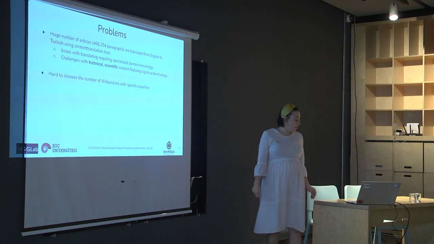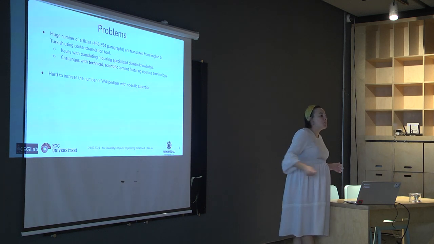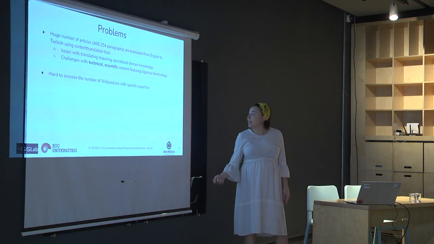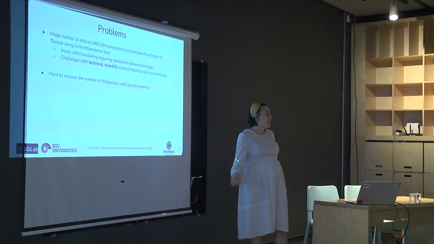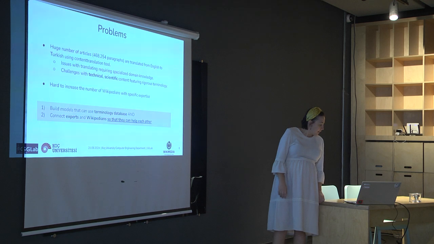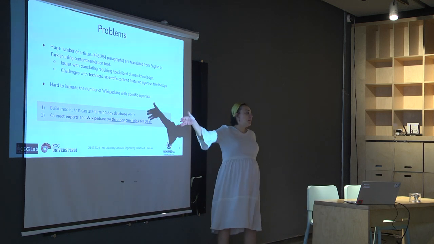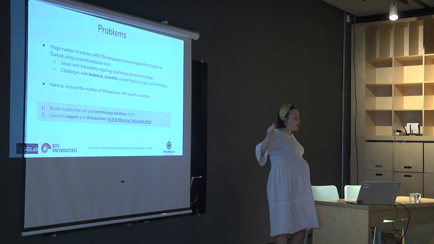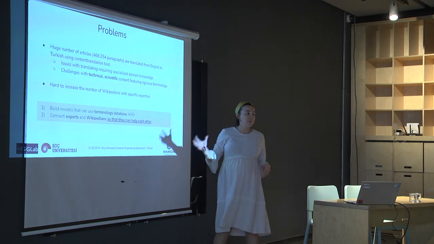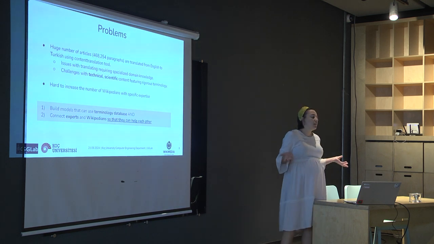Okay, so it's a hard problem. And of course, what we can do is try to increase the number of Wikipedian volunteers with specific expertise. But you know that it's really hard. Okay, so what we are proposing here is let's build some models that can use the terminology database, and meanwhile, let's connect experts and Wikipedians so that they can help each other.